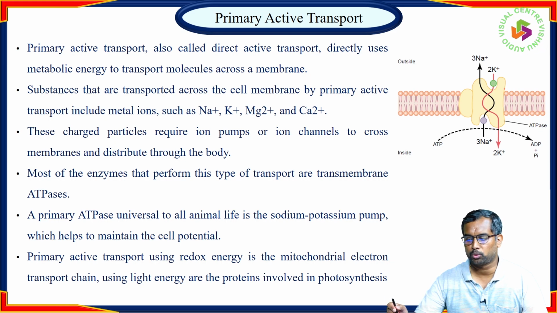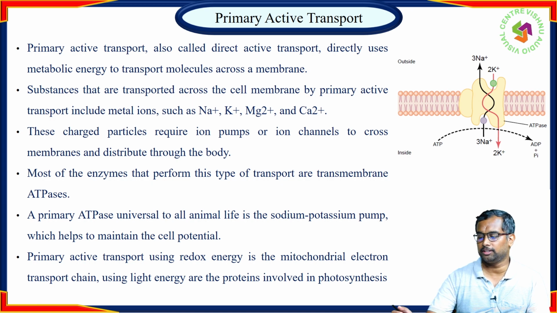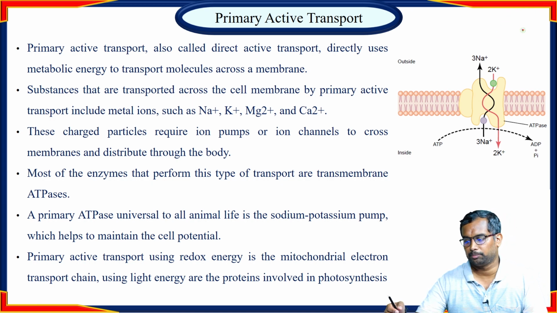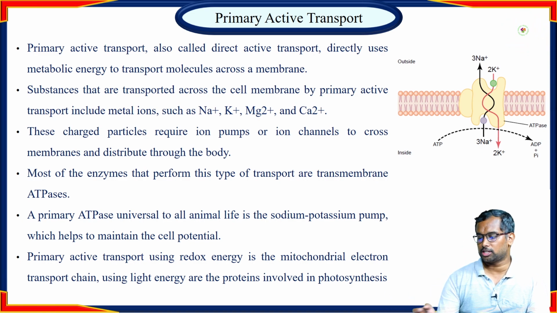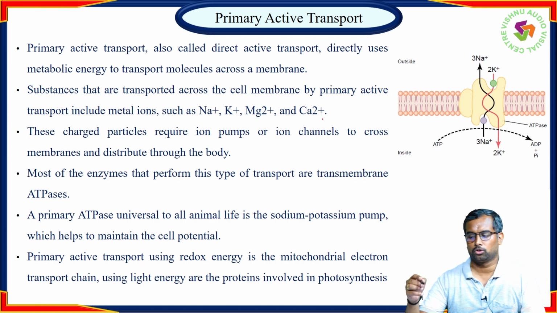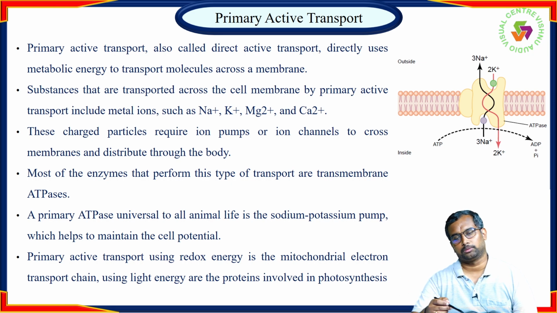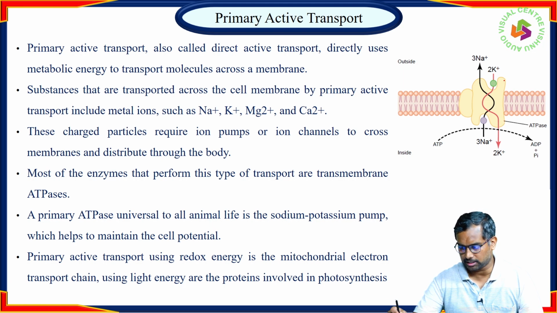ATPase is a protein molecule, this yellow structure that you see. It is the protein molecule attached to the cell membrane, which aids in the transfer of individual molecules across the cell membrane. The most common substances transported in primary active transport are mostly ions: sodium ions, potassium ions, magnesium ions, and calcium ions. These charged particles require something called ion pumps or ion channels, right? These ion pumps or ion channels are basically the yellow structures that you see across the cell membrane.